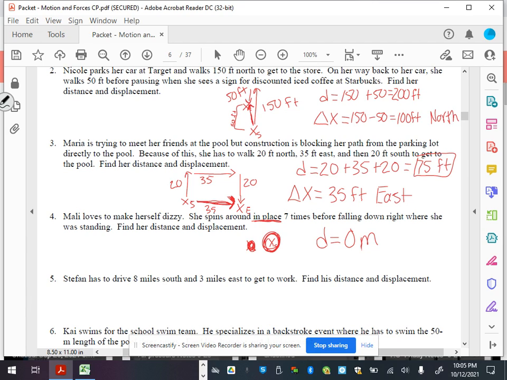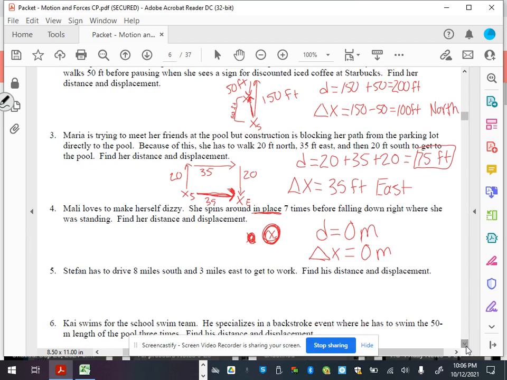Now, displacement, which is delta X, is a little bit easier now that we have this idea down. So delta X, my displacement, how far are you from your starting spot? Also 0 meters. Obviously I don't need a direction if I have no displacement. So don't worry about putting directions when your displacement is 0.